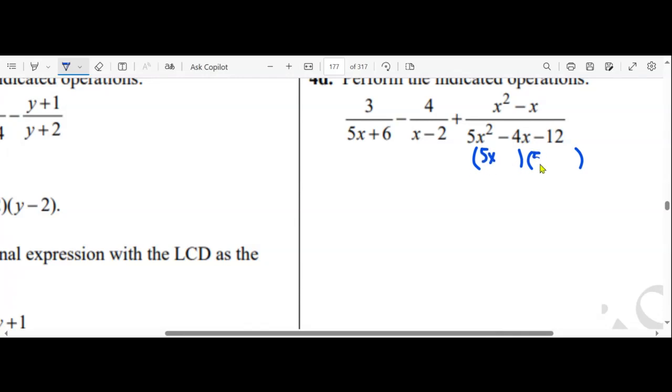5x and x. 12 is what by what? 3 by 4. If you do the happy face, what do you get? You get 20x and you get 15x. Correct? Is the difference -4? We need -4. Do we have -4 here? No. So we cannot use 4 and 3. So what should we use? 2 and 6. Correct?